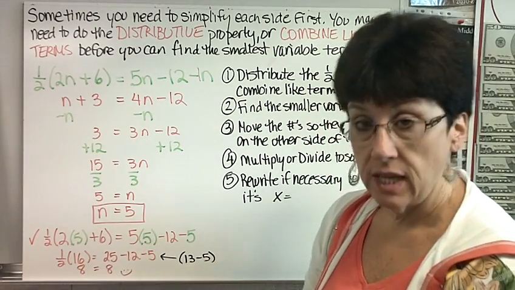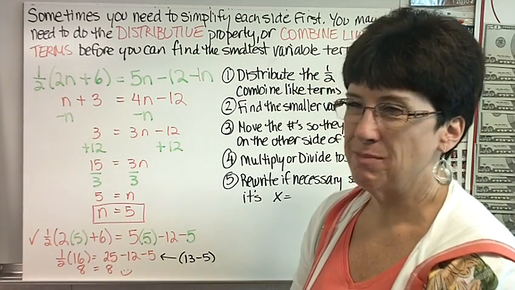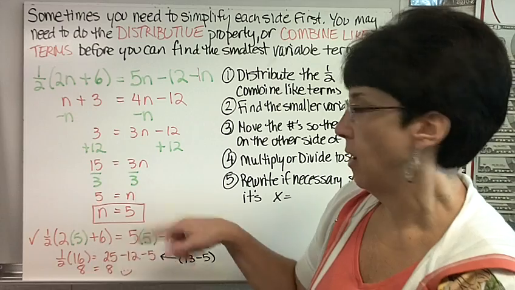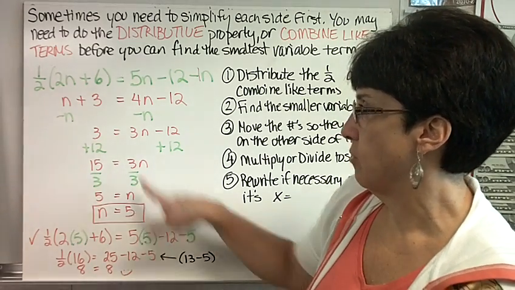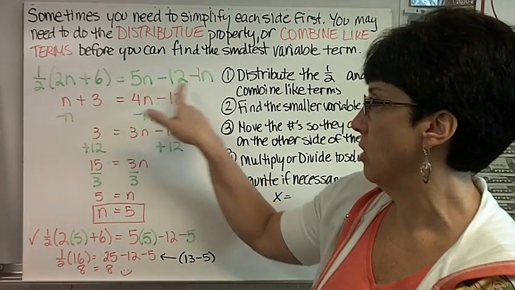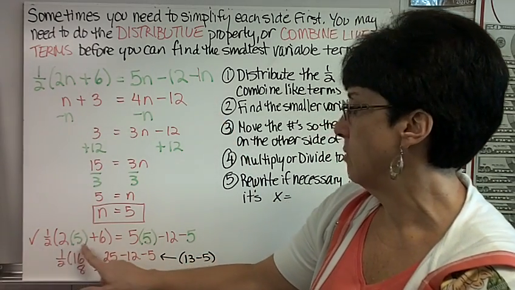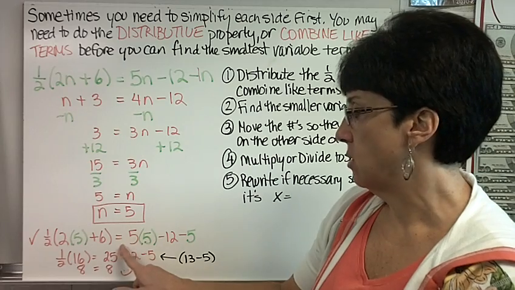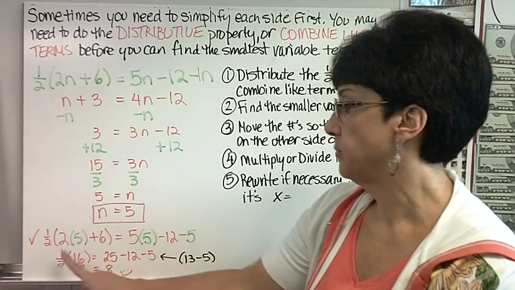And if I were going to check this, I would plug in, substitute. Whenever I say plug in, I'm supposed to say substitute. I'm trying to remember that all the time. The 5, substitute the 5 for every n. So for here, here, and here. Okay? So 1/2 times the quantity of 2 times 5 plus 6 equals 5 times 5 minus 12 minus 5.